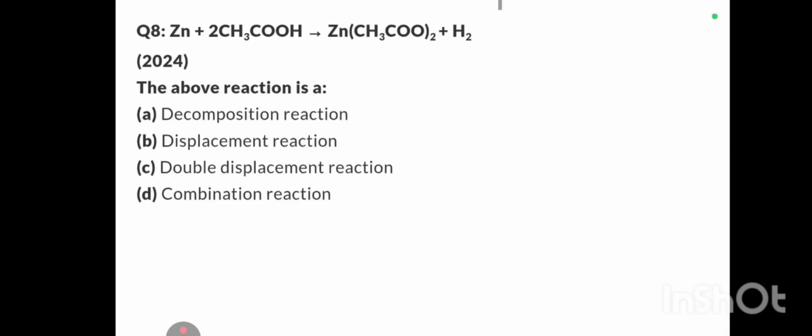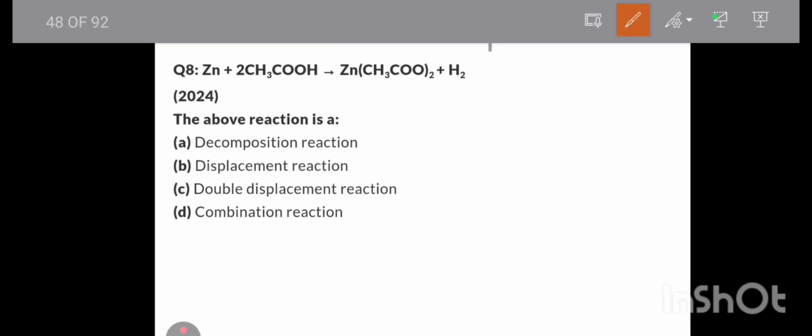Let's move to the next question. Zn plus CH3COOH gives Zn(CH3COO)2 plus H2. So here you can see what happens: the Zn will be displacing hydrogen. Zinc has a valency of +2, that is why we have added 2 molecules of CH3COO here.